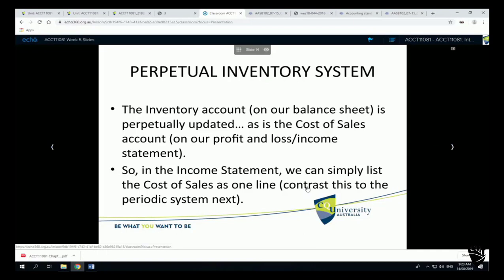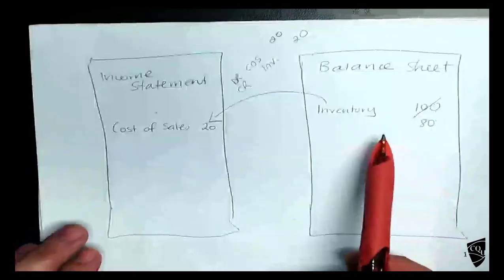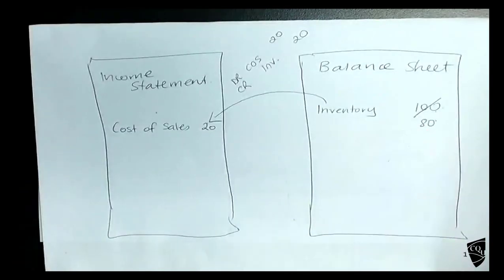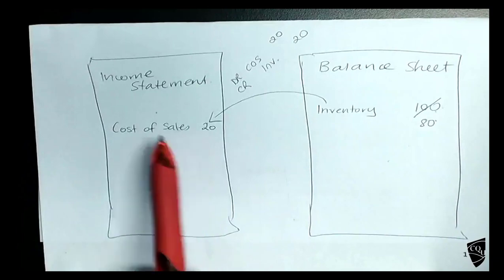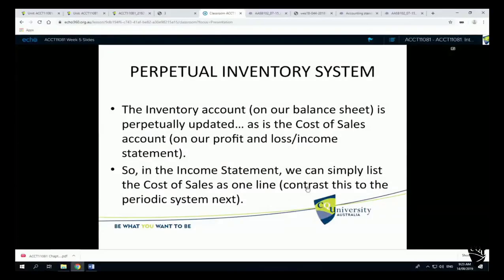So, as you can see, the inventory account on our balance sheet is perpetually updated, as is the cost of sales account. So this inventory balance under the perpetual system is constantly updated, as well as our cost of sales account. That's also perpetually updated under the perpetual inventory system. So in the income statement, we can simply list that cost of sales as one line, as I've just shown you on my diagram. Contrast this to the periodic system, which we'll go through next.